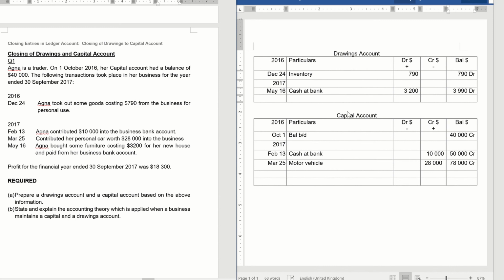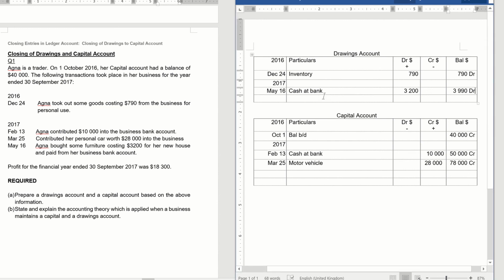Okay, now the question will be, when do we transfer drawings to the capital account? Do we do it at the beginning of the accounting year, during the accounting year, or at the end? All drawings will only be totaled up and transferred out at the end of the year. So how do I know what my business year end is? If you are not sure, go back to the question.